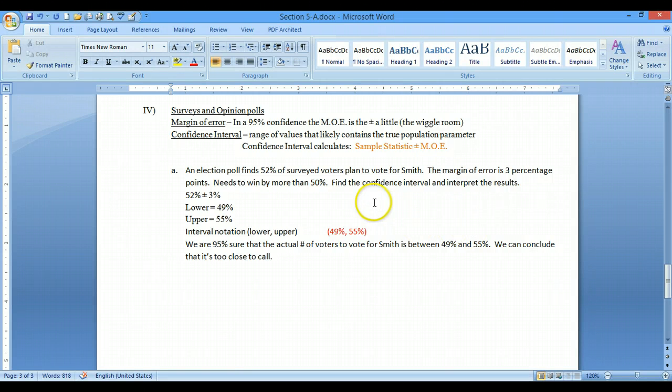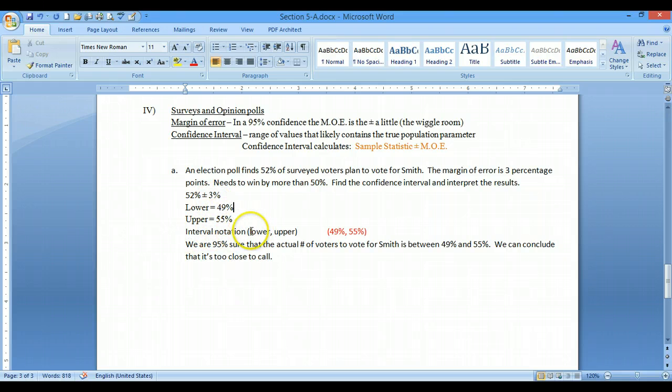So the confidence interval takes our sample statistic. We found that we didn't survey the entire population. So this was a poll. So my sample was 52% of them plan to vote for Smith. That's a sample statistic. The margin of error is 3 percentage points. So I need to add and subtract the margin of error to the sample statistic. So 52 plus and minus 3%. Subtracting gives me my lower percentage of 49% and the upper percentage of 55%.